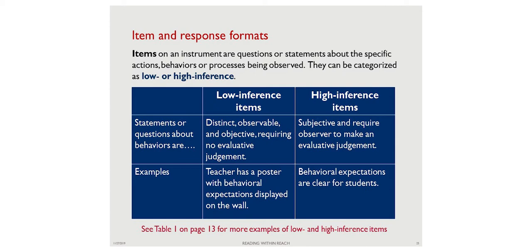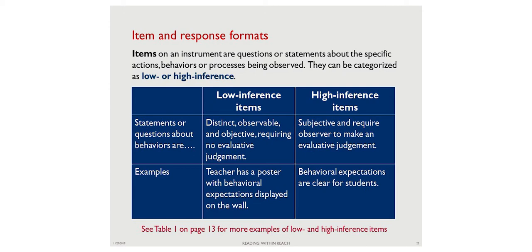To briefly define, items are the individual questions or statements on the instrument that are the specific actions, behaviors, or processes being observed. For example, teacher has a lesson plan. These items can be either low inference or high inference, depending on the purpose of the instrument and the level of judgment the observer must make when recording information. So the items are the content that you see on the instrument and what the observer is trying to observe. Let me unpack a little bit what the difference is between low inference and high inference items.